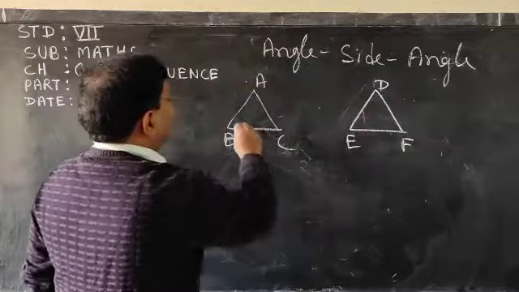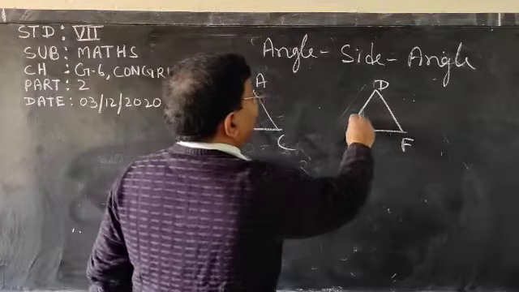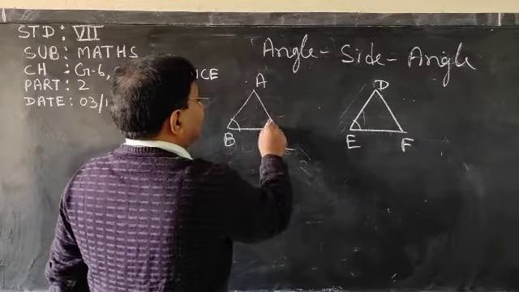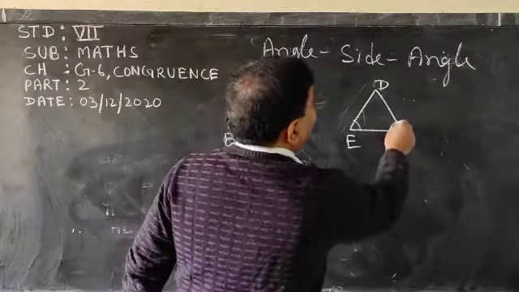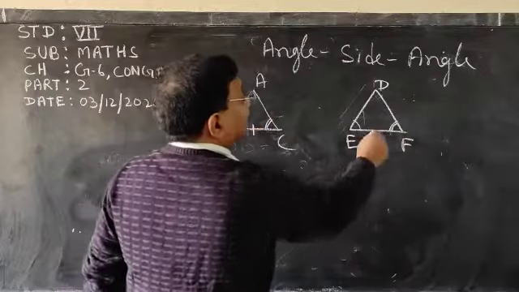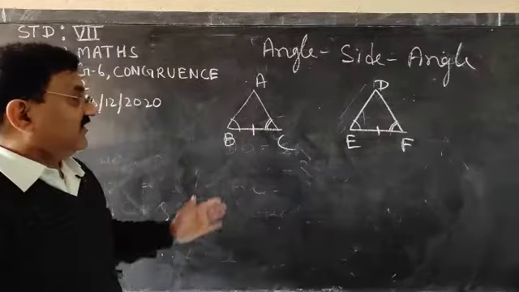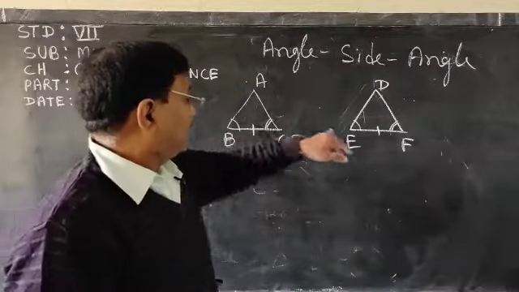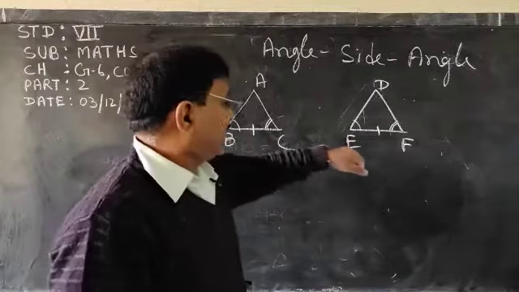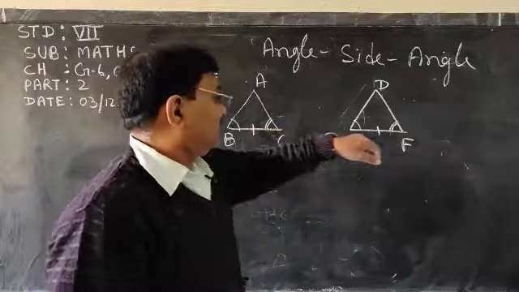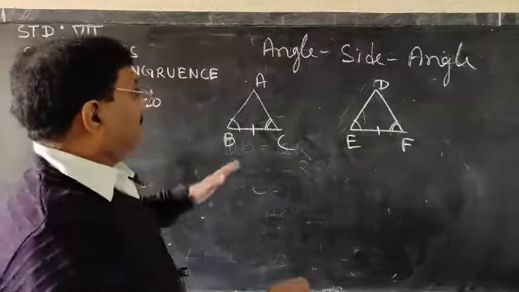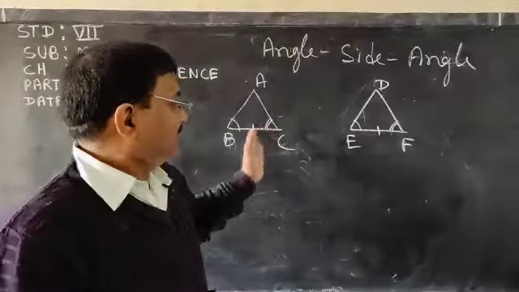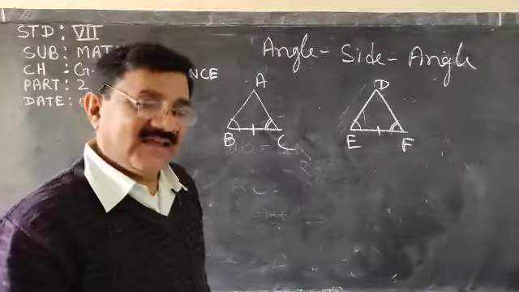Two angles must be equal. Angle B is equal to angle E, and angle C is equal to angle F. And this side is equal. Then these two triangles are congruent. Here angle B is equal to angle E, BC is equal to EF, angle C is equal to angle F. It means the side is between two equal angles. Then these two triangles are congruent.